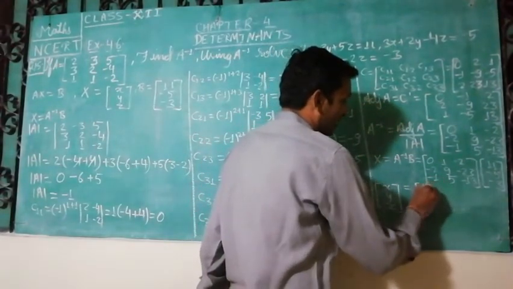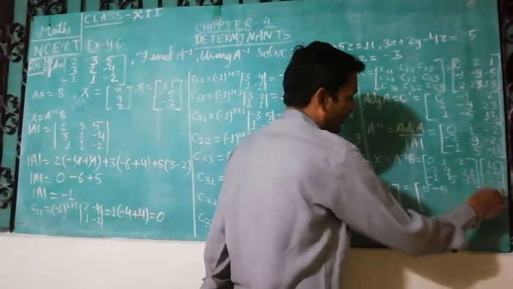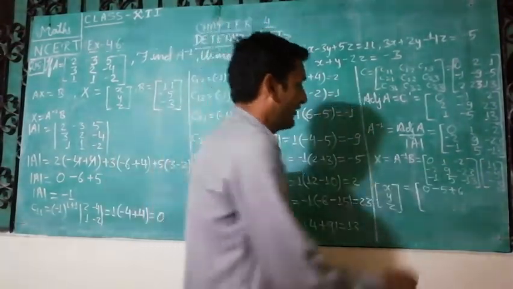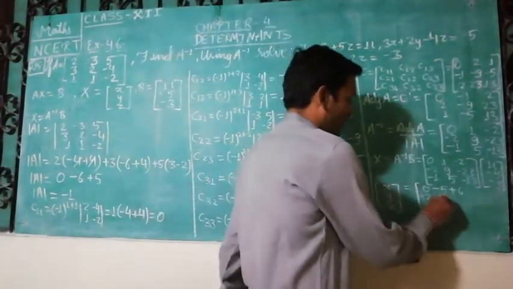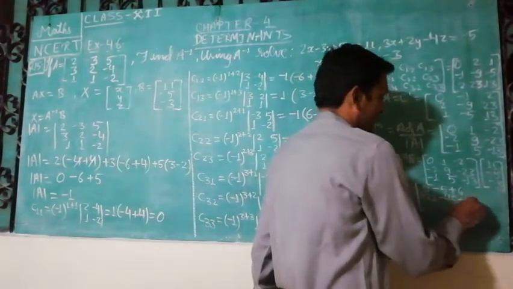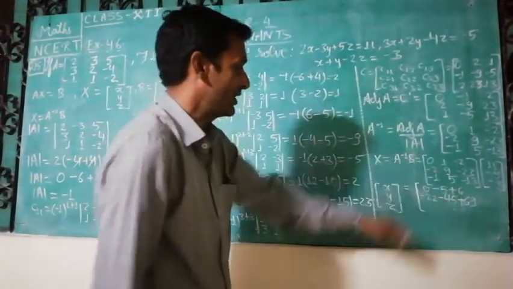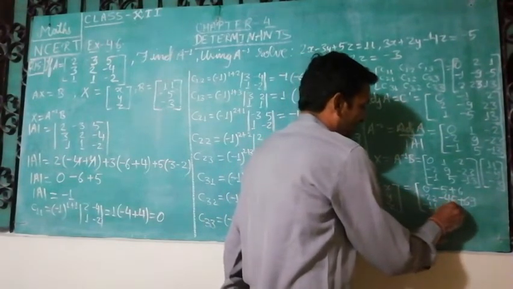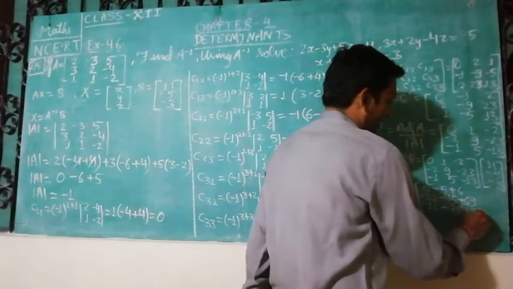0 into 11 is 0. Plus 1 into minus 5 is minus 5. And minus 2 into minus 3 is plus 6. Now, minus 2 into 11 is minus 22. Now, 9 into minus 5 is minus 45. And then minus into minus will become plus. 3 3 are 9 and 3 2 are 6, 69 it will be. Now, minus 1 into 11 is minus 11. Then, plus 5 into minus 5 is minus 25. And then minus 13 into minus 3 is plus 39.